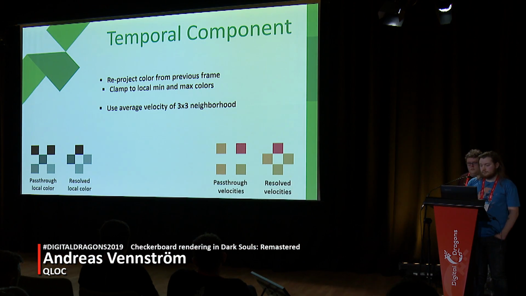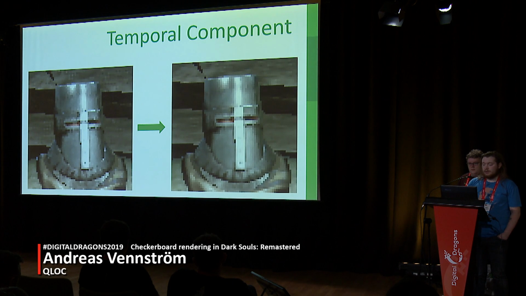In order to get accurate velocity information from the checkerboarded velocity map, we sample 4 velocities within a 3x3 area around the sample and compute the average. To the right, you can see the resulting patterns: a cross shape for the pass-through sample and a plus shape for the resolved sample. Here's what the temporal component looks like when applied to the spatial result.